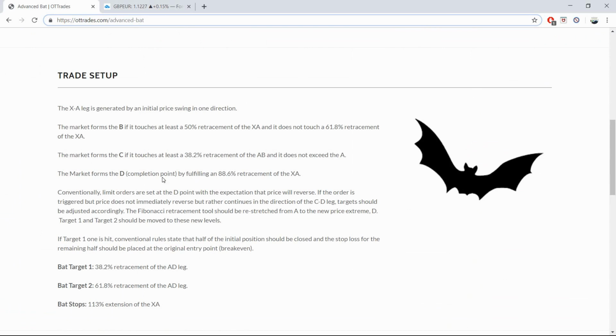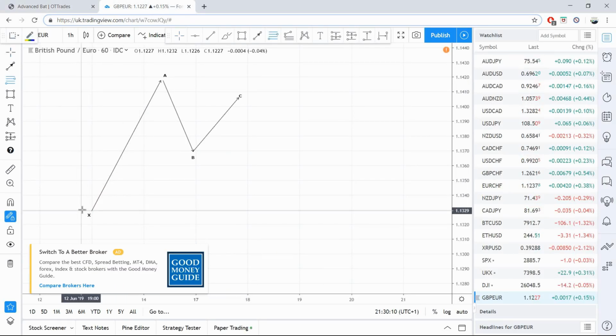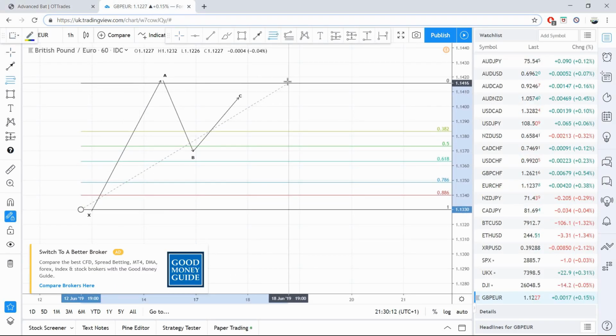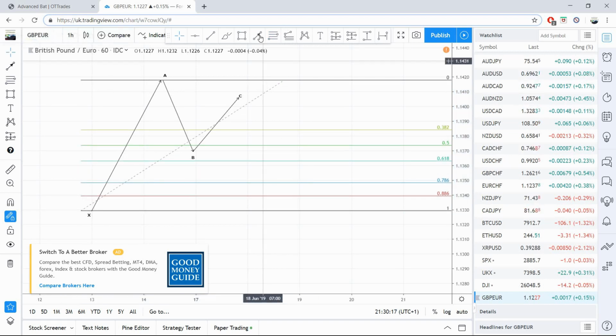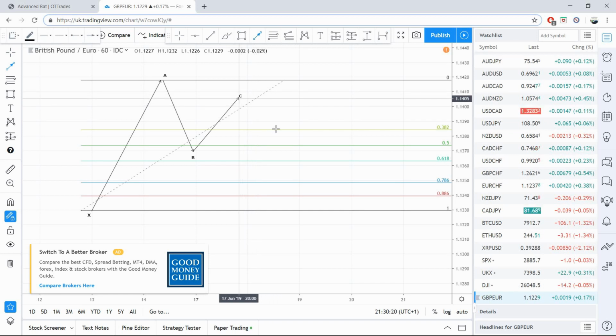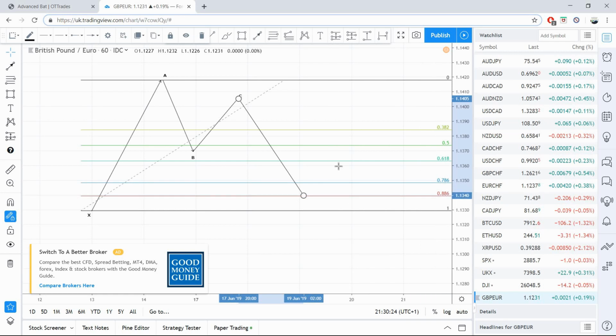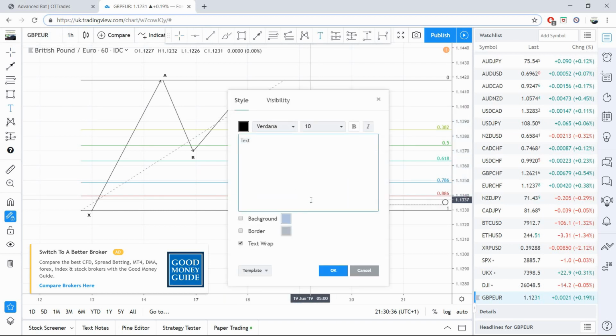And now finally, the market forms a D completion point by fulfilling an 886 retracement of the X to A leg. So again, get our fib retracement tool from X up to A. Pull this down a little bit more to get it closer. So from X to A, we're now looking at the D point completion at that 886 level of the X to A leg. Now this, again, conventionally, the limit orders are set at the D point. So let's just label this up here.